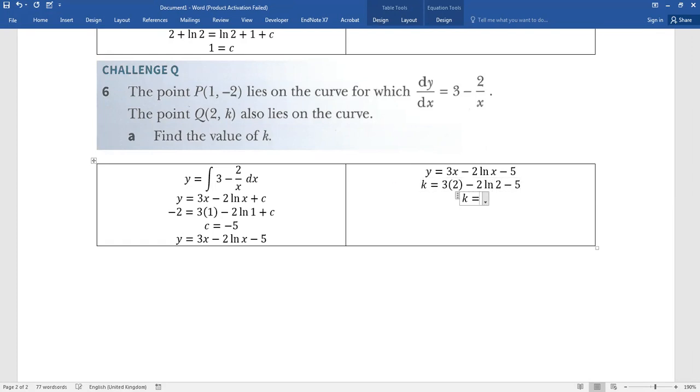k is 1 minus 2 ln 2. This is called the exact value of k. And we got an answer like this as well. So this is the exact value of k. Is this clear?